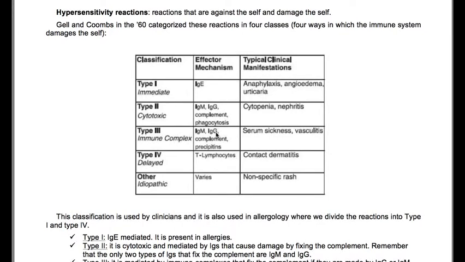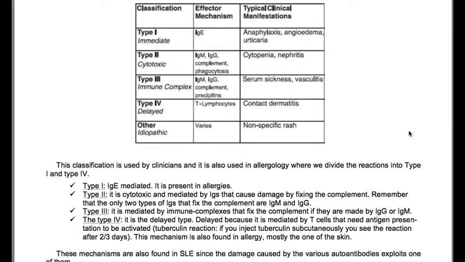So, systemic lupus erythematosus. We have hypersensitivity reactions, which are reactions against the self that damage the self. These reactions are four types, also five, let's say. Type 1 is immediate, IgE mediated, and the typical clinical manifestations are anaphylaxis, angioedema, or urticaria. Type 2, which is cytotoxic, is IgM, IgG, and complement phagocytosis mediated. We have manifestations of cytopenia and nephritis.